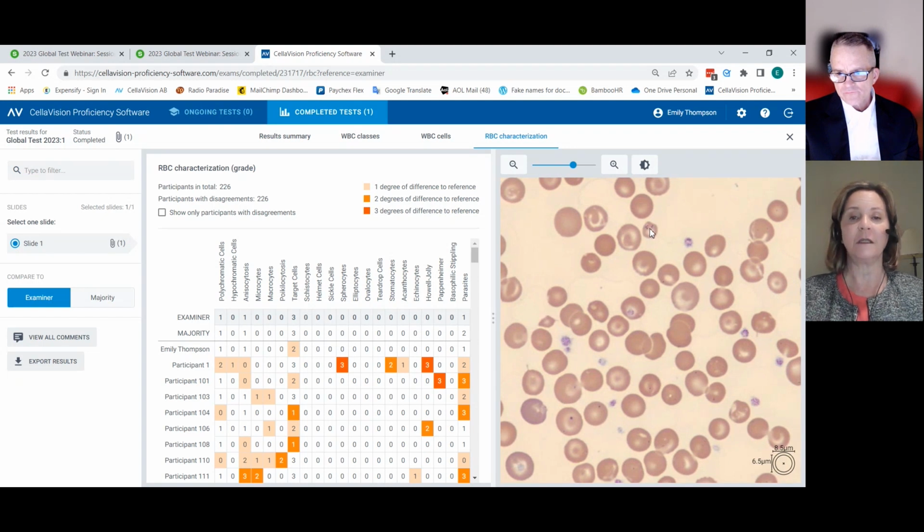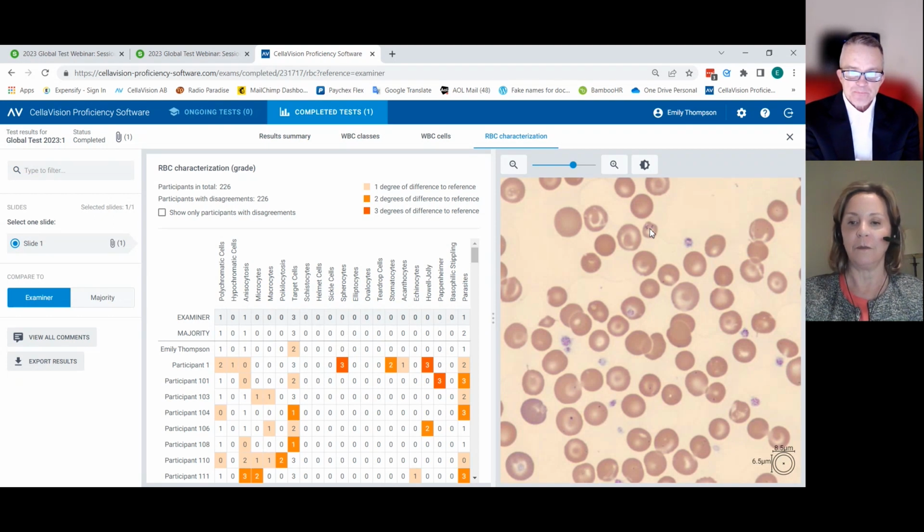The advanced RBC software will actually give you a percentage of red cells that we find that are infected, and you can make adjustments if we've missed any. But then if you have put in the guidelines that you want to use for grading parasitemia, it will automatically convert that to 1, 2, or 3 plus.